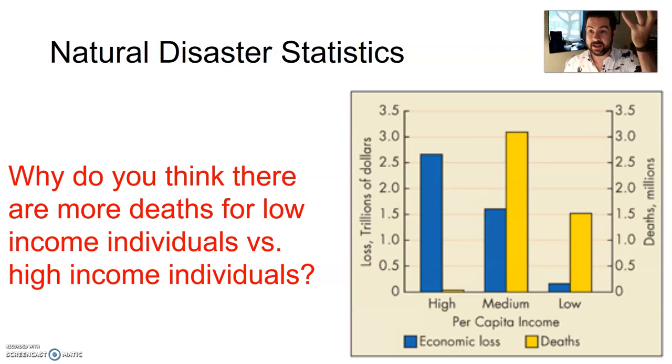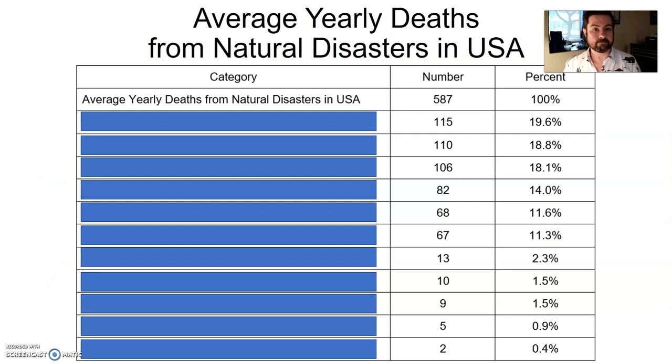The more money you have, the less deaths that occur. And vice versa, the less money you have, the more deaths that occur in natural disasters. Obviously, seems a little bit unfair. So this is just looking at average yearly deaths from natural disasters in the U.S. Quite an interesting little list. This is just a few decades average, right? Things change. It's just the past few decades on average.